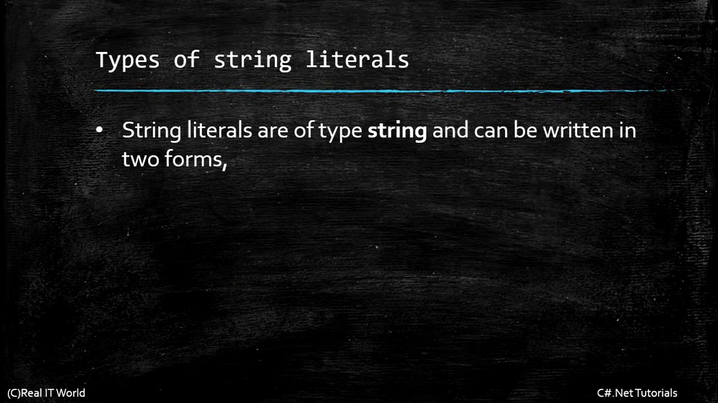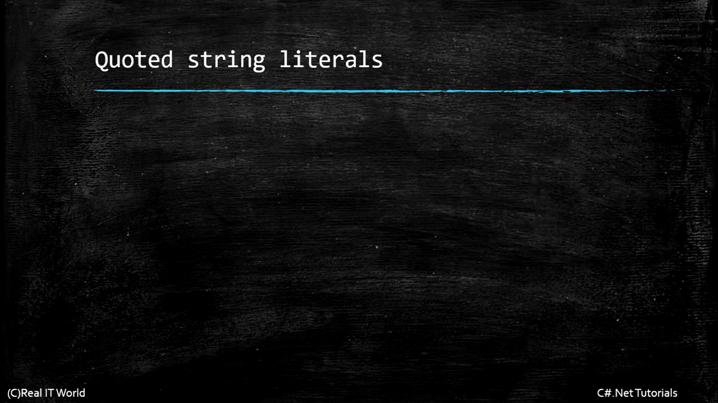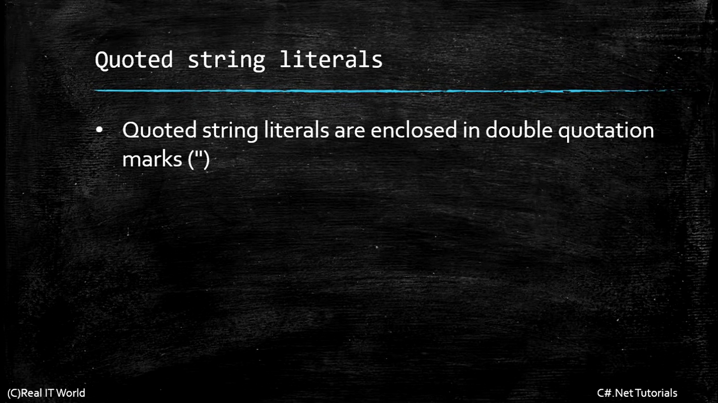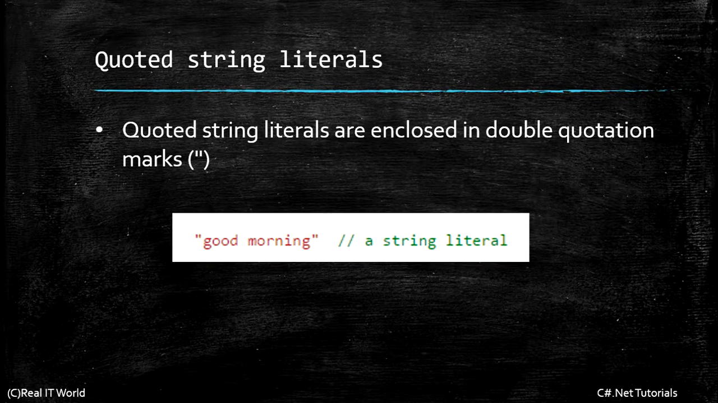Types of string literals. String literals are of two types. One is quoted and the other one is at the rate quoted. So what is quoted first? Quoted string literals are enclosed in double quotations. We are all well known about this. This is a simple quoted string literal. So we will enclose a sequence of characters inside double quotations.